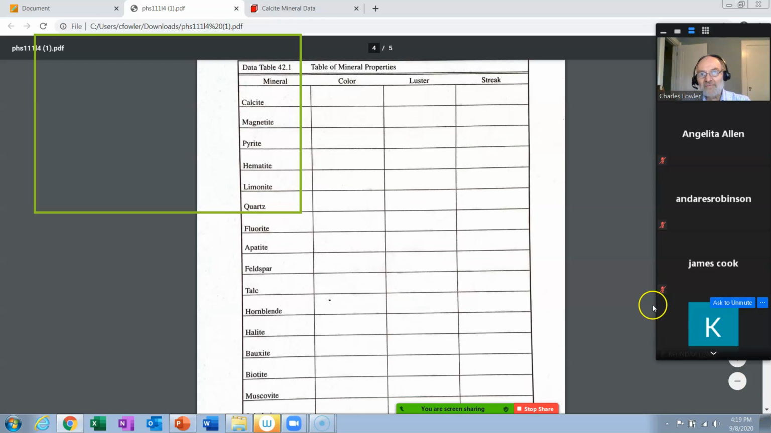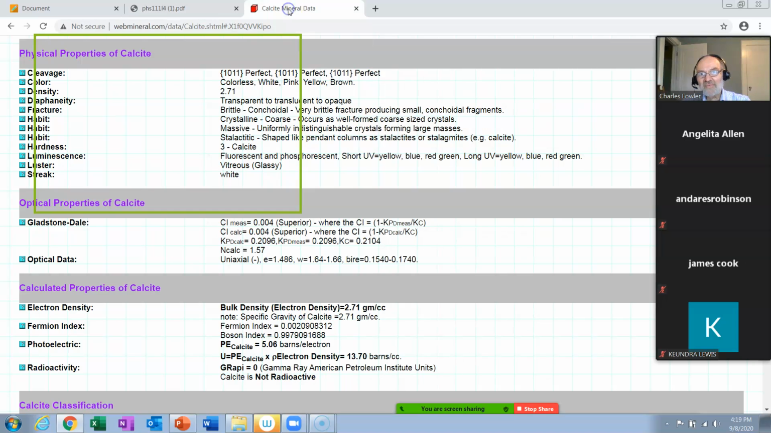Now here is the table of mineral properties. Here's calcite mineral data. So the first one listed was color. There it is. If you can put all 5 of those in there, put all 5. If you can't get but 4, do the first 4, first 3, whatever. Okay, that was the first one.